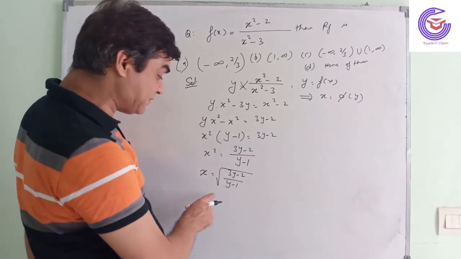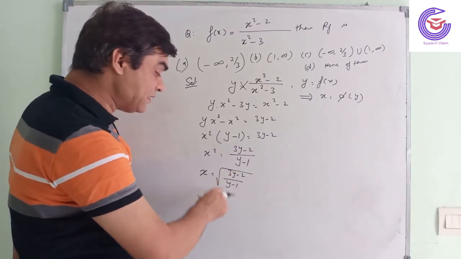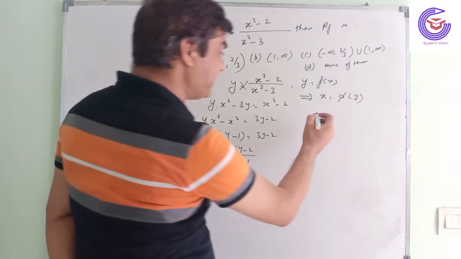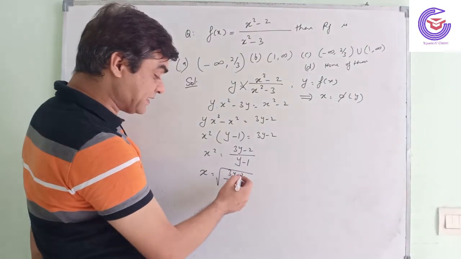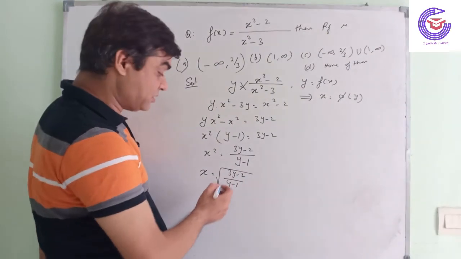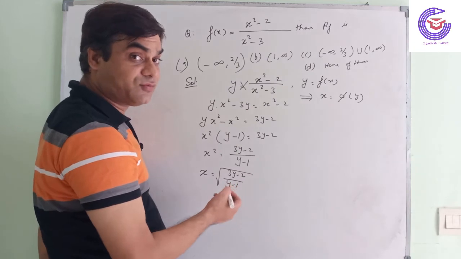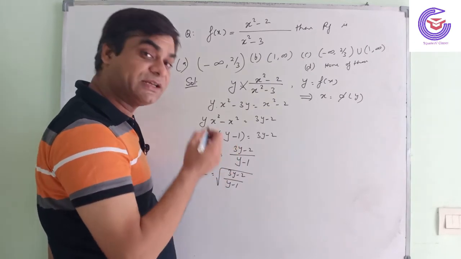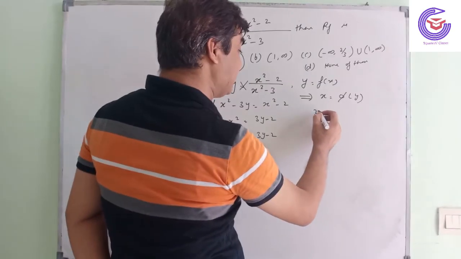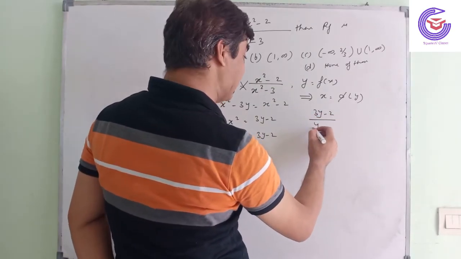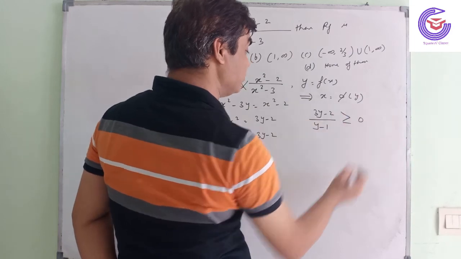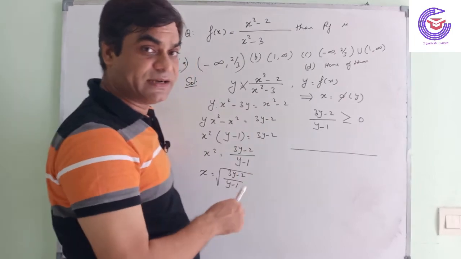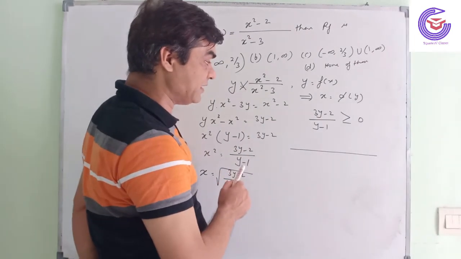Now what does the concept say? You have to find the domain of this function. So how do you find the domain? Here this function is under the square root. When any expression is under the square root, it has to be greater than or equal to 0. So (3y minus 2) divided by (y minus 1) is greater than or equal to 0. If you use the wavy curve method, which I have already explained in my previous session, you can watch that video as well.